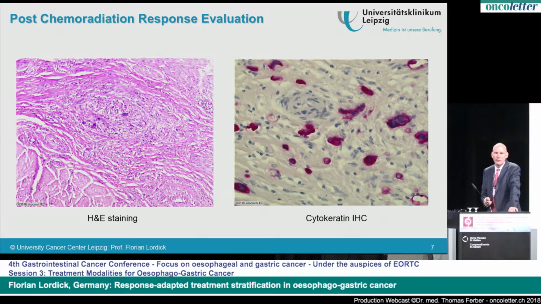This patient underwent resection, and at meticulous investigation of this part of the former tumor, it was still visible that some residual tumor cells could be identified by the pathologists. They also did immunohistochemistry staining and interpreted this finding as being some sort of minimal residual tumor in the former tumor bed.